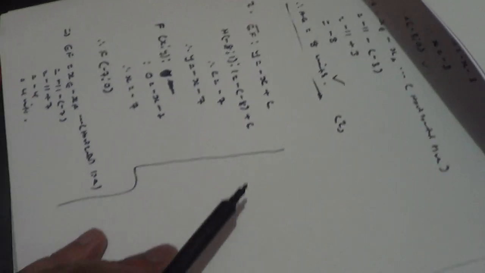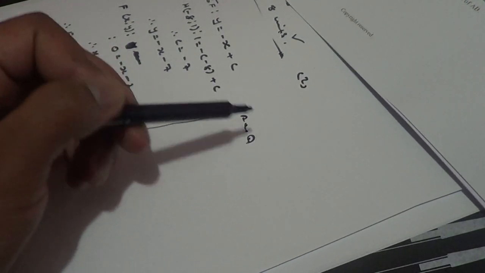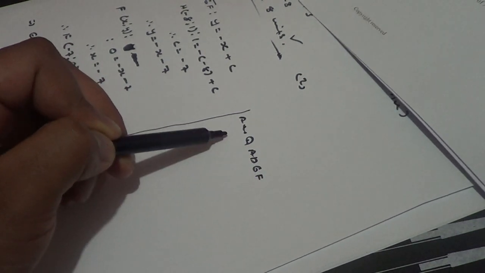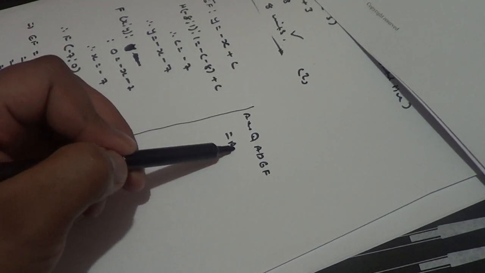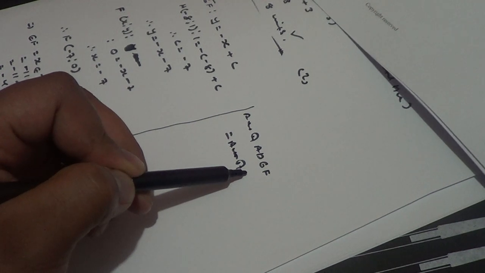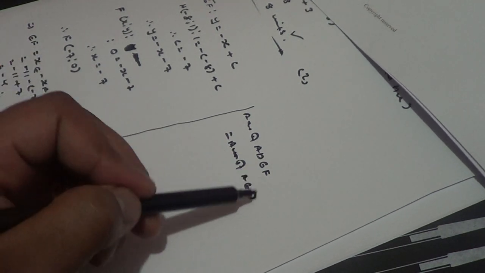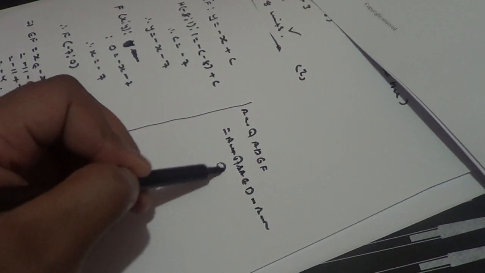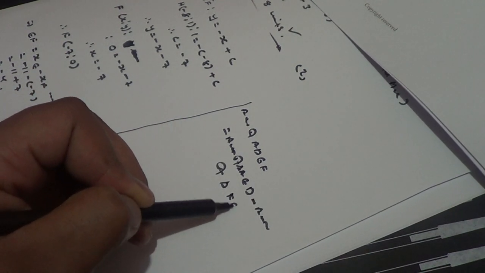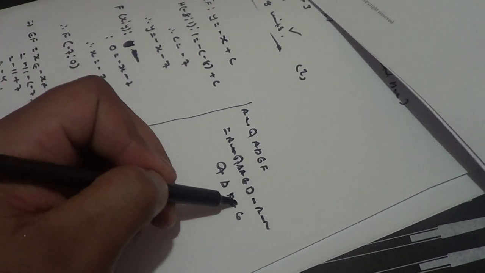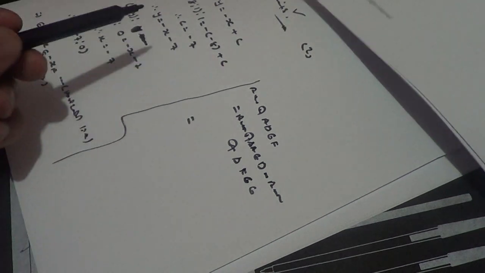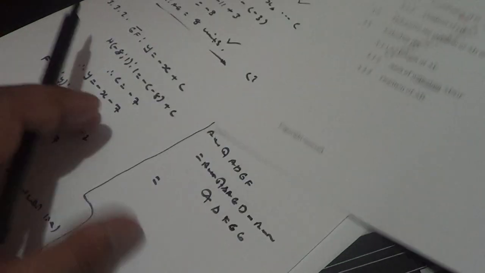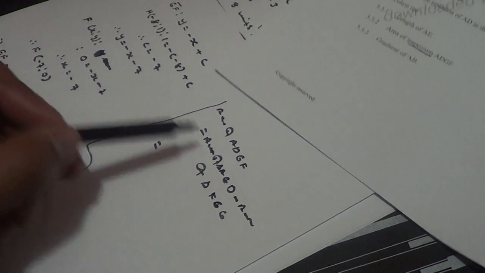So let's create some working space here. We can say therefore the area of ADGF is equal to the area of triangle AED minus the area of triangle FEG. You get the message. And why do we do that? Because this big area minus the small one leaves just the area that is our interest, because we don't want to sweat too much.